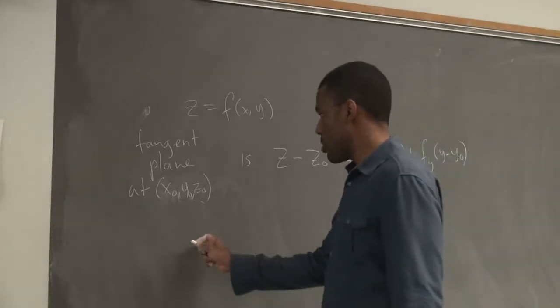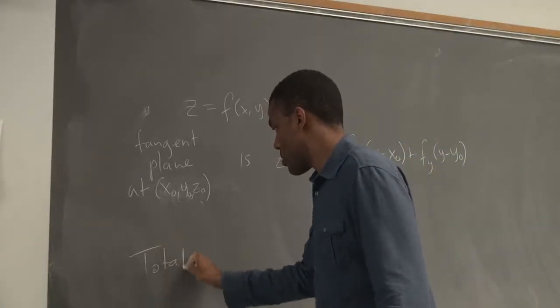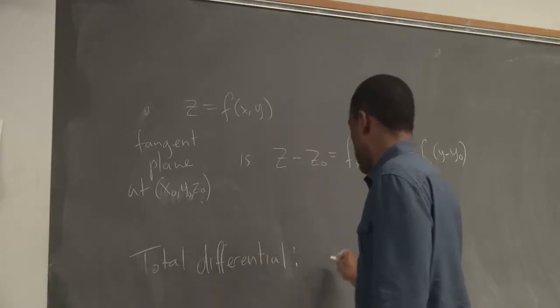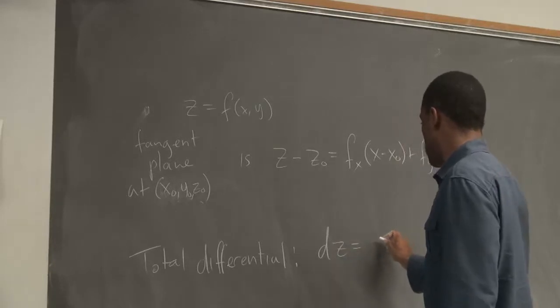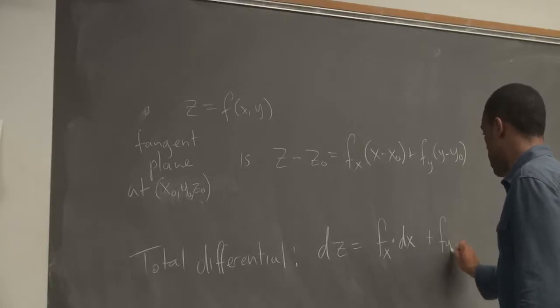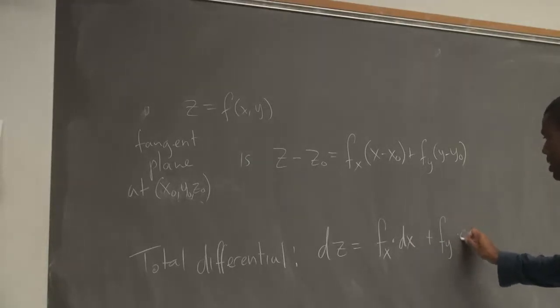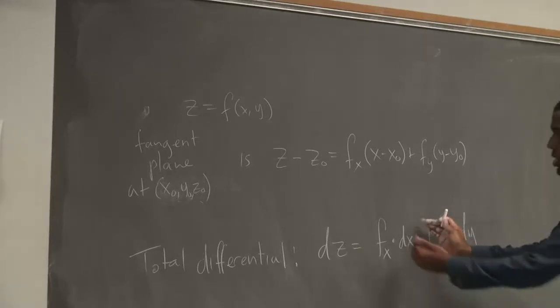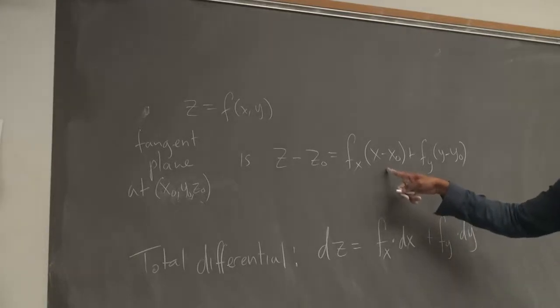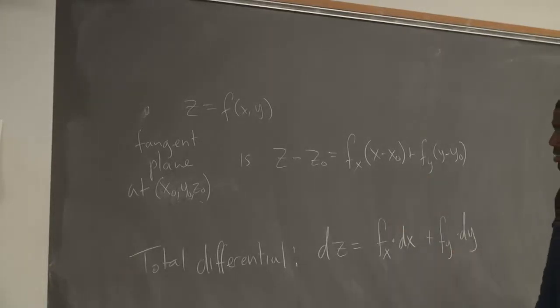Now if I'm talking about the total differential, that's just dz equals the partial of f with respect to x times dx plus the partial of f with respect to y times dy, where this is your change in x and your change in y. It looks the same, but it's not exactly the same. It sort of looks the same.